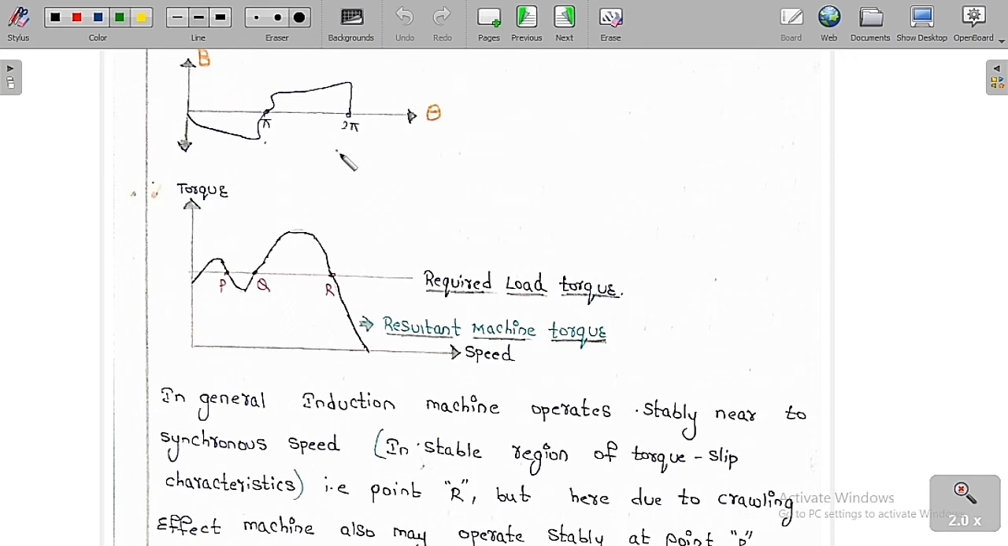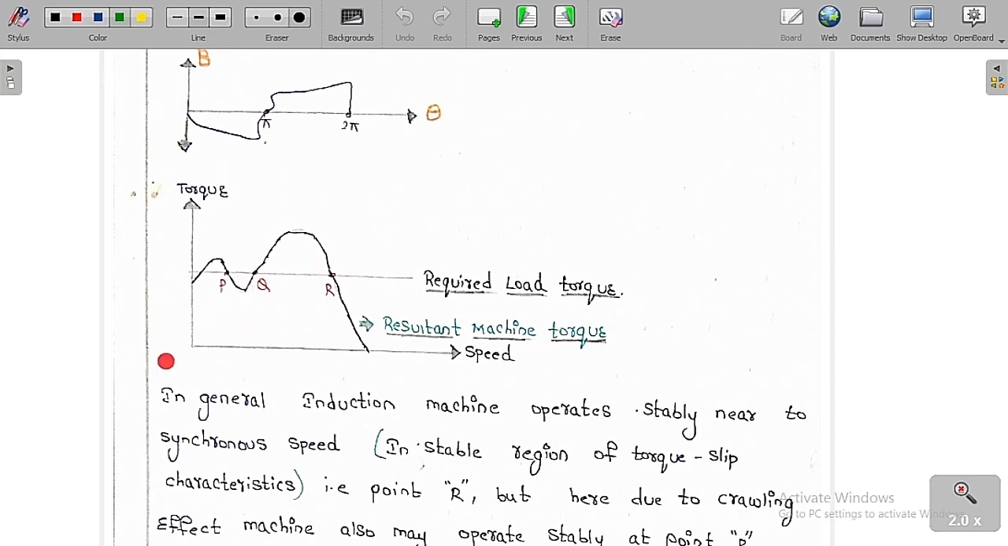if you give P by 2 cycles of AC supply, we are going to get one rotation of the air gap flux. For a synchronous machine, for P poles on the rotor, if you give one rotation of this rotor, then you are going to get P by 2 cycles of AC induced in the stator coils. So this is the torque with respect to speed whenever the harmonics are present.